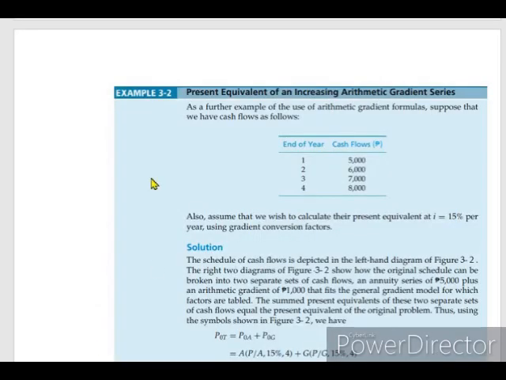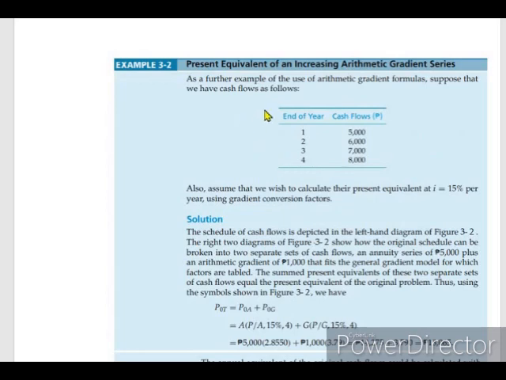Next, example 3-2, present equivalent of an increasing arithmetic gradient series. So, increasing naman. So, as further example of the use of the arithmetic gradient formula, suppose that we have cash flows. So, may mga cash flows tayo. End of year, yan, year 1, 5,000, year 2, 6,000, 3, 7,000, 4, 8,000. So, also assume that we wish to calculate their present equivalent at 15% per year using gradient conversion factors. Okay? So, hanapin natin yung present equivalent.